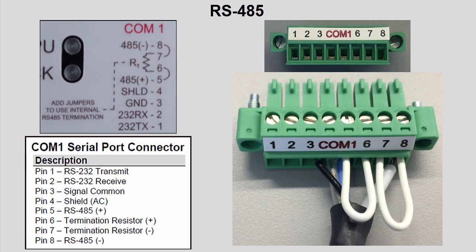RS-485 connections should be wired as follows. Signal common or ground wired to pin 3. Shield wired to pin 4. Positive and negative signals wired to pins 5 and 8, respectively. And 2 jumpers, one wired between pins 8 and 7, and the other between pins 5 and 6, connect the internal 120 ohm termination resistor. There should be a termination resistor on each end of the RS485 line.